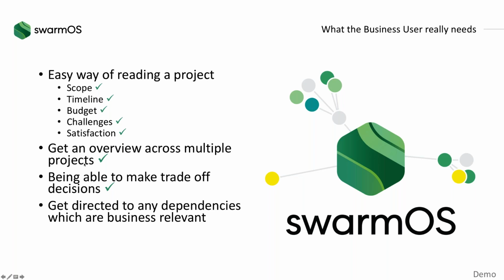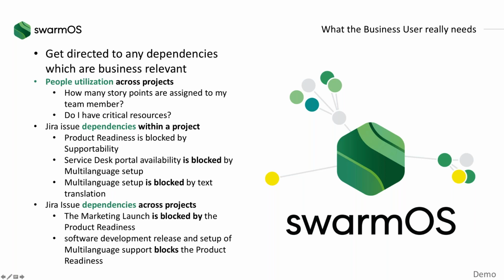You get team management. You're actually able to view cross projects, and you're being able to make trade-off decisions, which is quite important. So how do I now spot dependencies between projects, which isn't easy, and we have another tool, another Jira add-on developed to do so, which actually allows you to do a couple of things. First of all, you can see people utilization across projects. So how many story points are assigned to a certain team member, and do they actually work on another project in parallel, which isn't ideal, but it's happening? Do I potentially have a critical resource which limits my success?